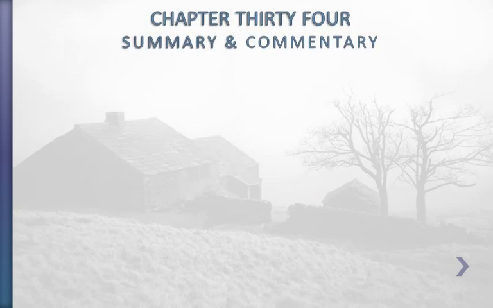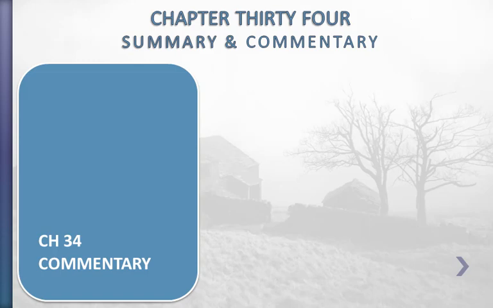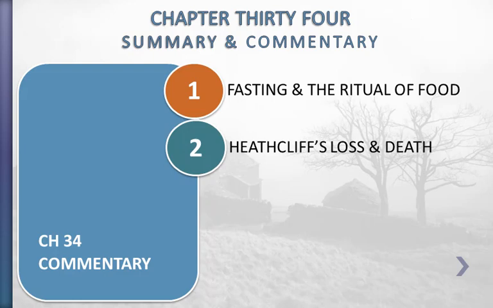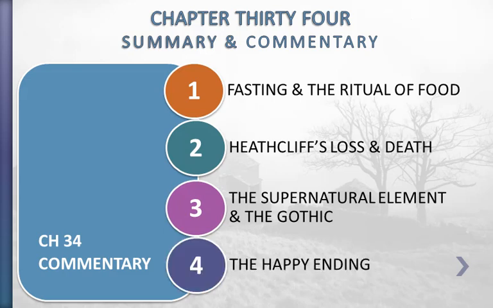In this chapter, the summary and commentary include four important points. The first point is about fasting and the ritual of food. The second point is Heathcliff's loss and death. The third point is the supernatural elements and the Gothic. The last and fourth point is the happy ending.